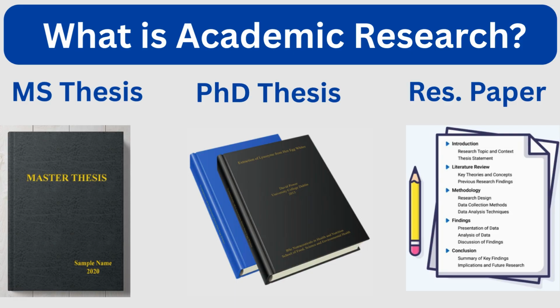Academic research includes MS thesis, PhD thesis, or research paper. An MS thesis focuses on a specific, manageable research problem, applying known methods to generate new insights, often more application driven. A PhD thesis aims at a deeper, more original contribution to knowledge, often including theory development, innovative methods, and broader impacts. A research paper is a concise publication reporting the original research findings, often derived from MS or PhD work, intended for peer review and publication in journals.